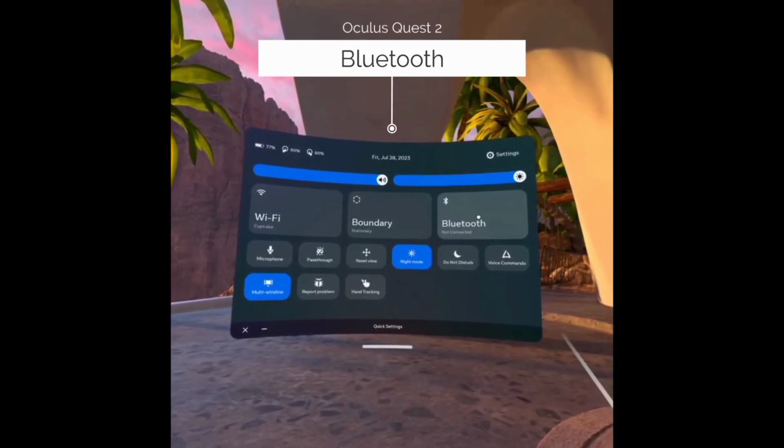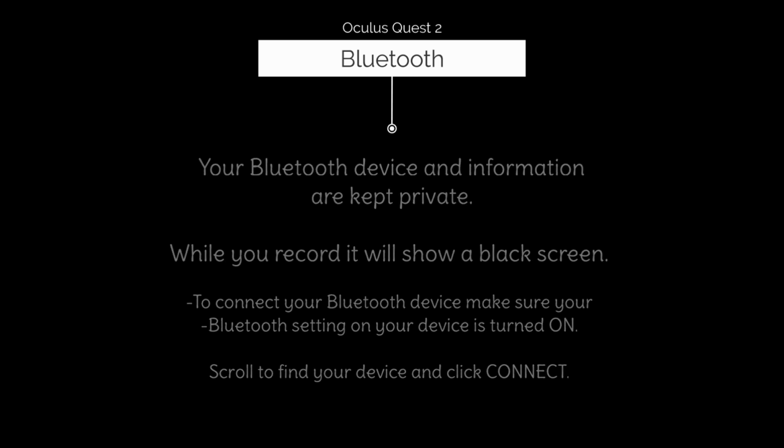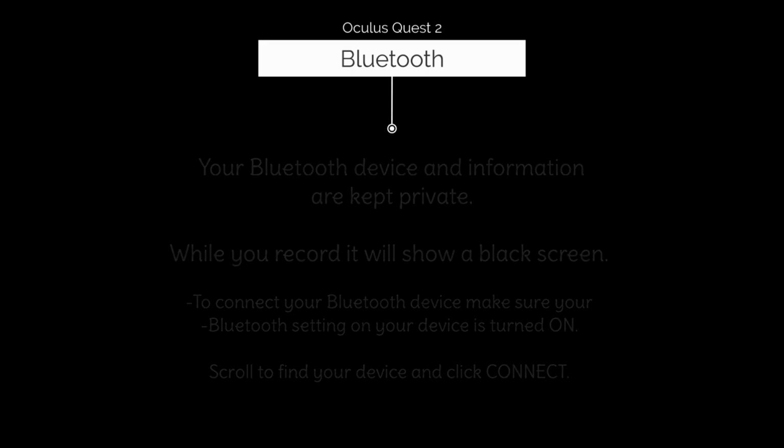Next is the Bluetooth. Let's click on it. Any Bluetooth device you can connect to your Oculus. Right now I have my keyboard connected. It comes in handy when I have to type a lot instead of using the on-screen keyboard. But you can connect a mouse, a speaker, anything you'd like, as long as it's Bluetooth compatible.